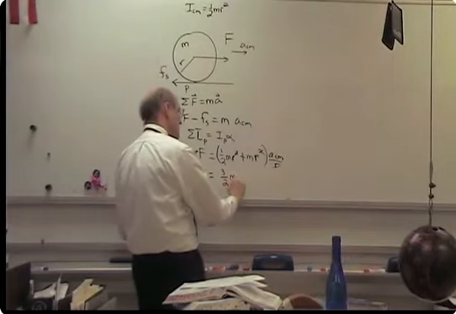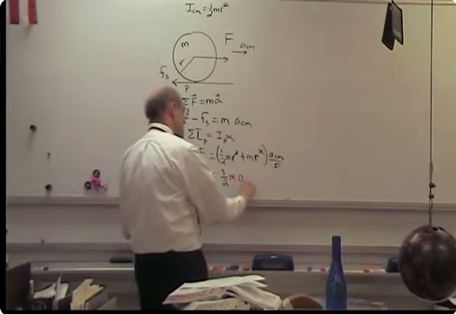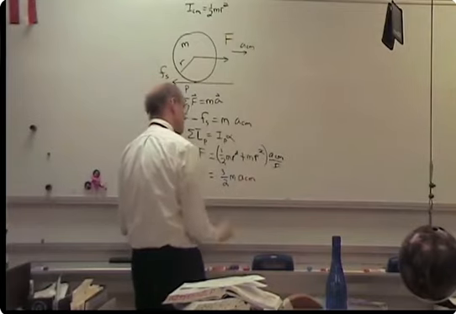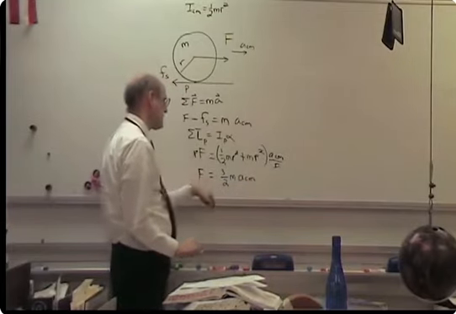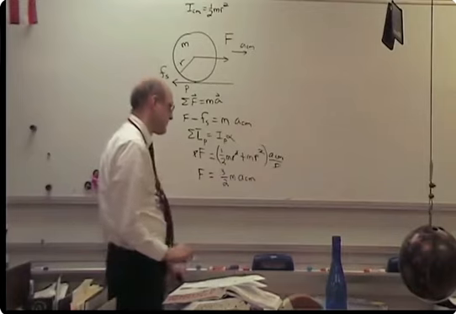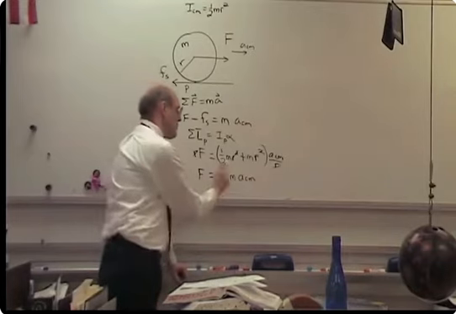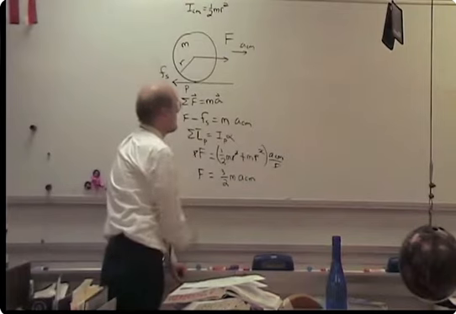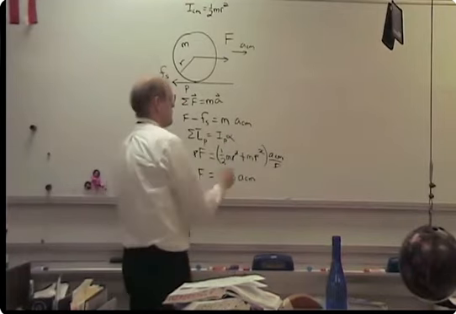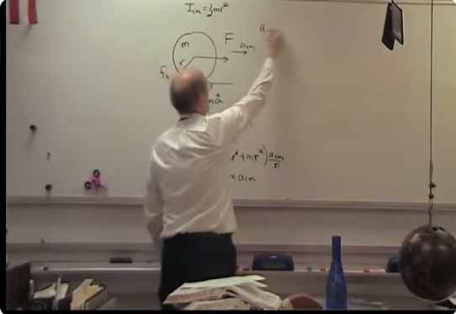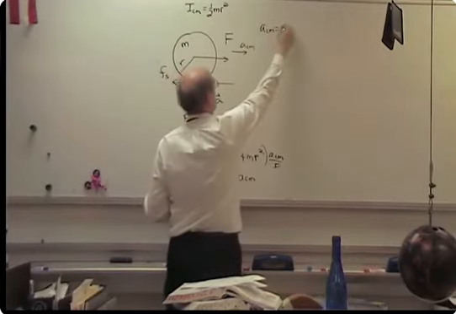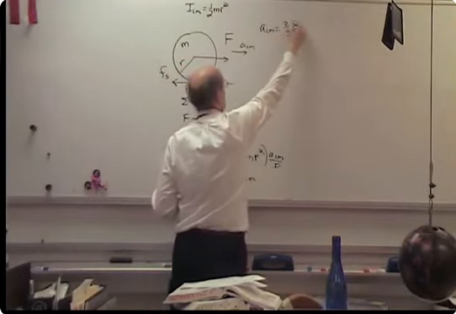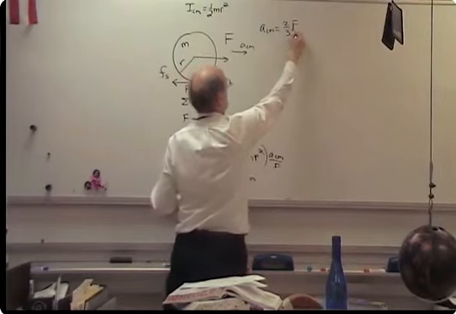m times ACM. So the force is equal to 3/2 the mass of the disk multiplied by the acceleration of the center of mass. So the acceleration of the center of mass would then be equal to 2/3 F over m.